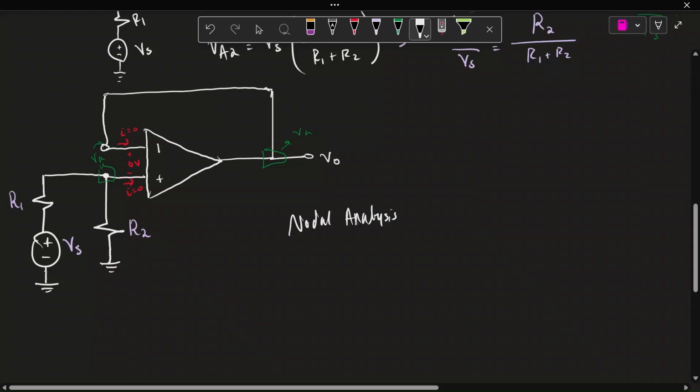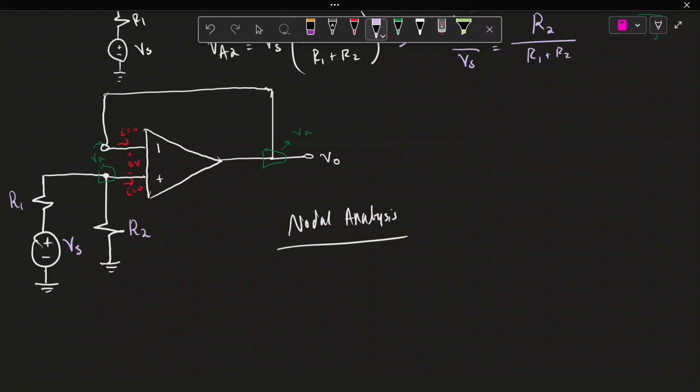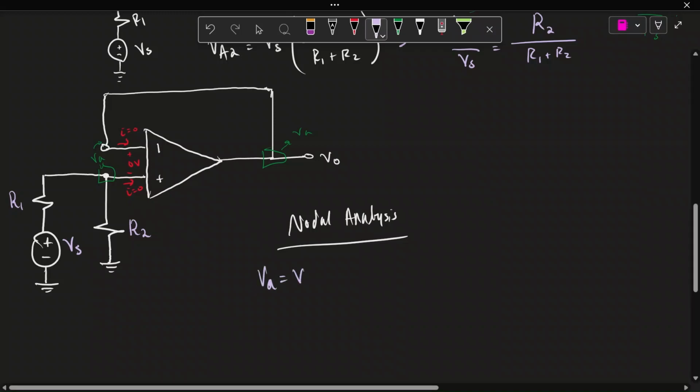We've already labeled our nodes VA and VO, which is essentially the same thing. So let's create an equation. We can say VA now is equal to VO, as we've done with this node configuration. So that means the inputs must be VO also. This makes it very easy. This is a one-step problem.